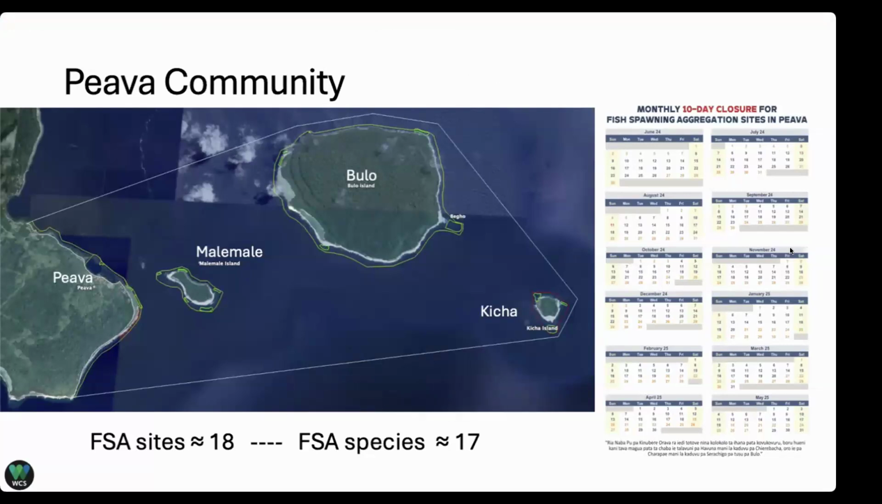With a better sense and appreciation of what spawning aggregations were all about, the community then decided to take a lunar approach to managing the spawning aggregation sites. So they put in place this 10-day closure for each month of the year, based on the period leading up to new moon, for which we know that a lot of these fish species tend to aggregate for spawning purposes.